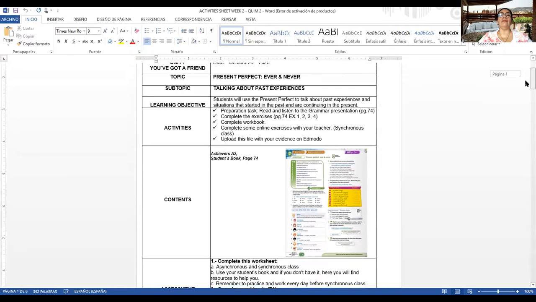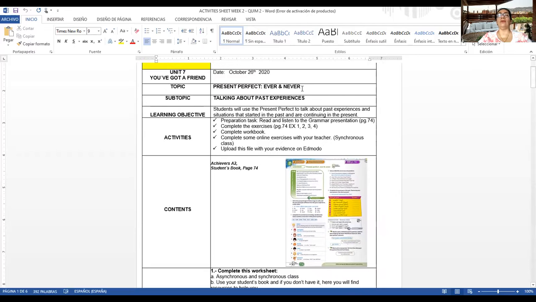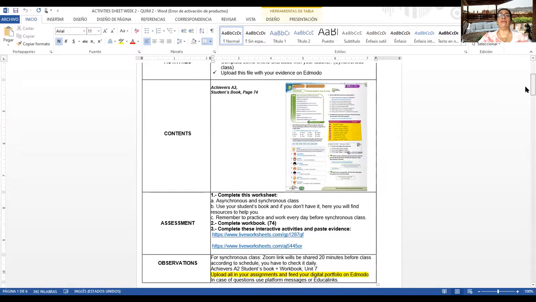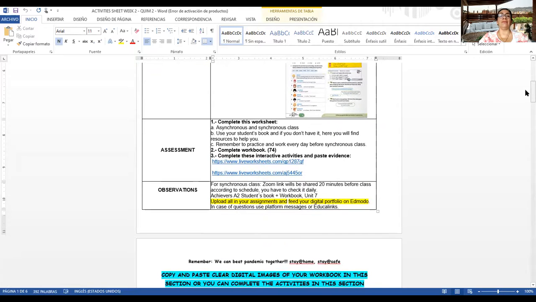And obviously here you have the topics. Today we're going to focus on the grammar, about the present perfect and the use of ever and never. We're going to talk about past experiences. Here you have the details of the information, and you have page 74 of the student book that we are going to work on today.